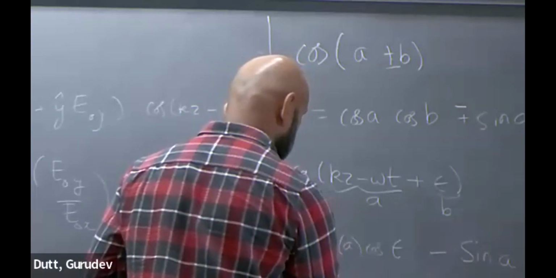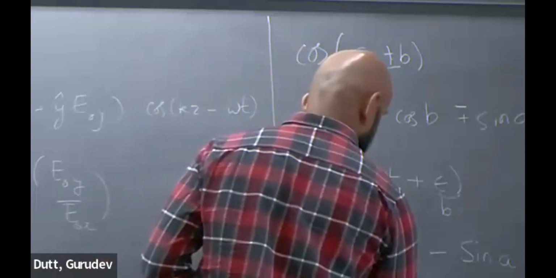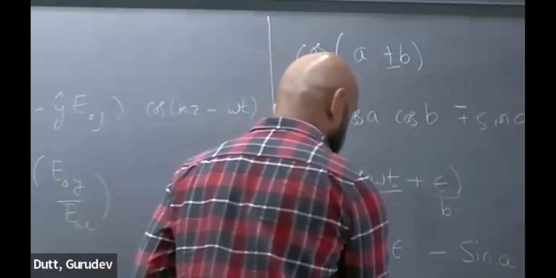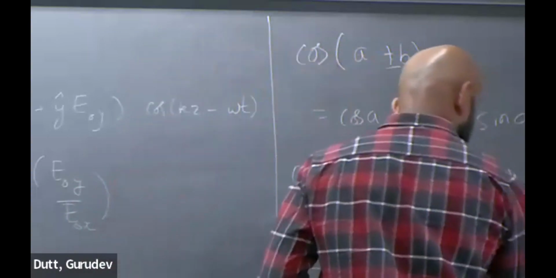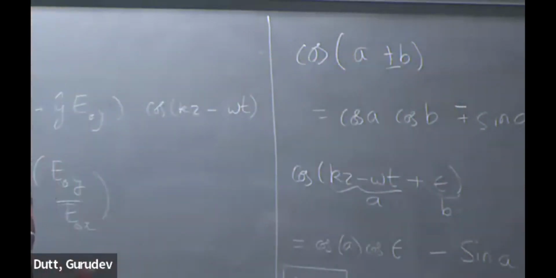But if epsilon equals pi, then this is cosine A, and cosine of pi is minus 1, so I get minus cosine A. And for sine epsilon of pi, what is that? Does anybody know?